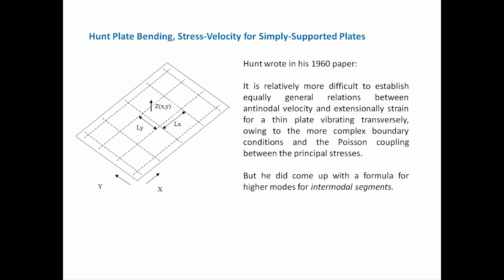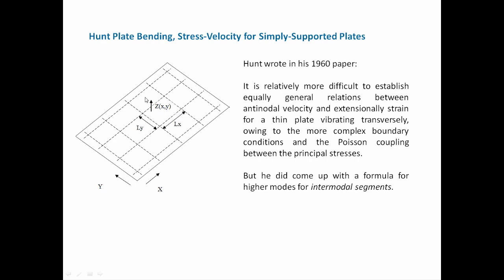So here we have Hunt's plate bending stress velocity for simply supported plates. And Hunt wrote in his 1960 paper, it is relatively more difficult to establish general relationships between antinodal velocity and extensional strain for a thin plate vibrating transversely, owing to the more complex boundary conditions and the Poisson coupling between the principal stresses. But he did come up with a formula for higher modes for what he refers to as intermodal segments. So imagine just a kind of a small rectangular patch here where we have the length along the y-axis, the length along the x-axis, and he came up with a stress-velocity relationship for this patch.